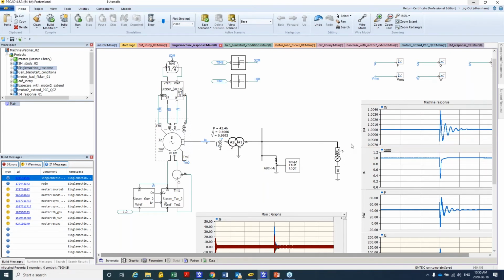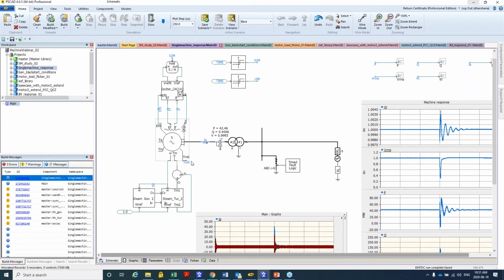For example, a machine that is loaded close to its rating is likely to go unstable following a fault, compared to the same machine operating at a lower power output, power reference point. So it's important, before you do a transient study, that you get your machines and essentially all your system elements to be at the expected initial conditions.